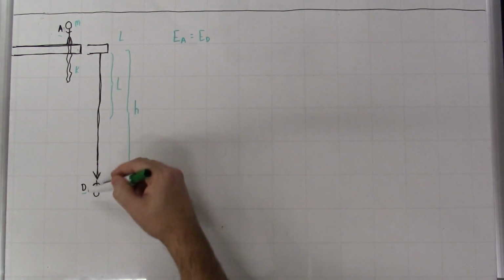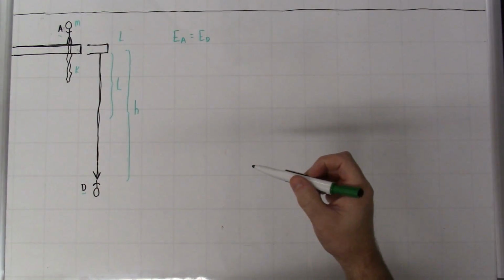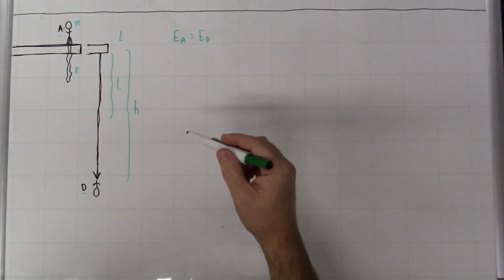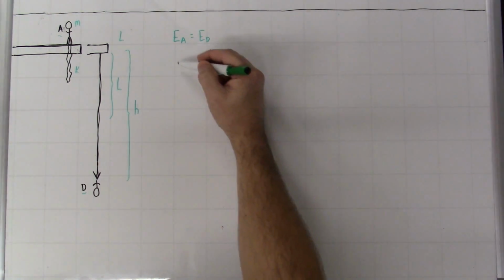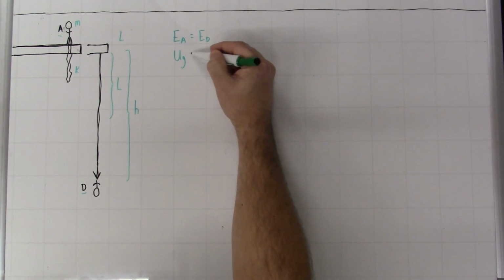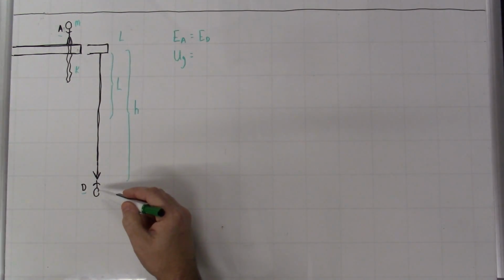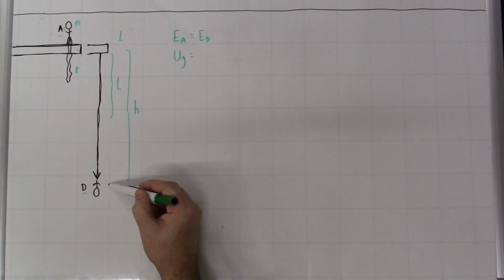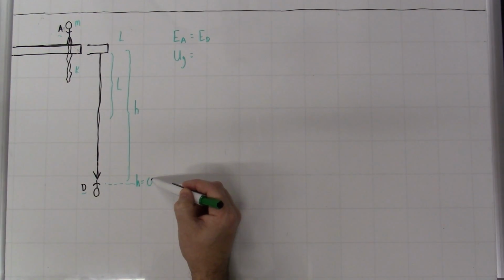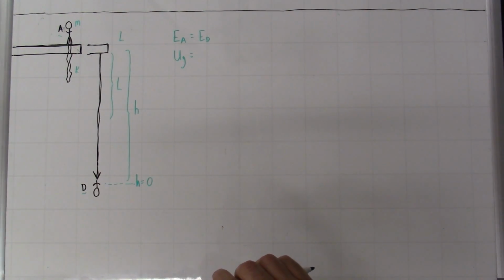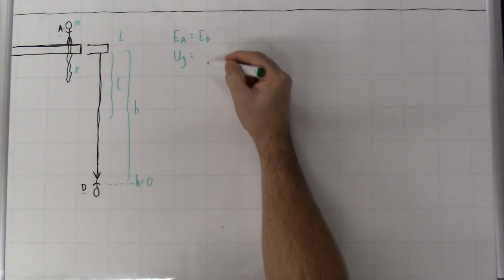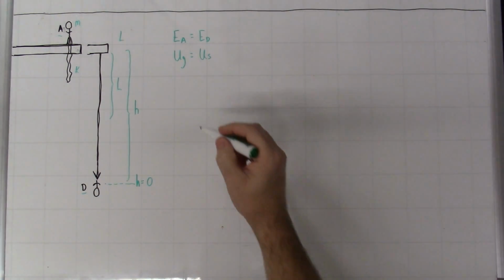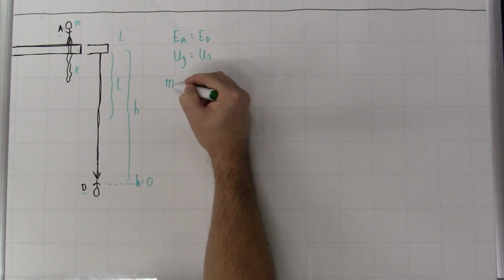So what do we know here? At A, there's no kinetic energy because he's not moving, and there's no elastic potential energy because the spring hasn't started to stretch yet. And so we're left with all gravitational potential energy. And at D, again, he's come to a stop at its maximum stretch distance, so there's no kinetic. We're going to call this bottom h equals 0, because then there's no gravitational potential energy. And so we're left with all elastic potential energy.